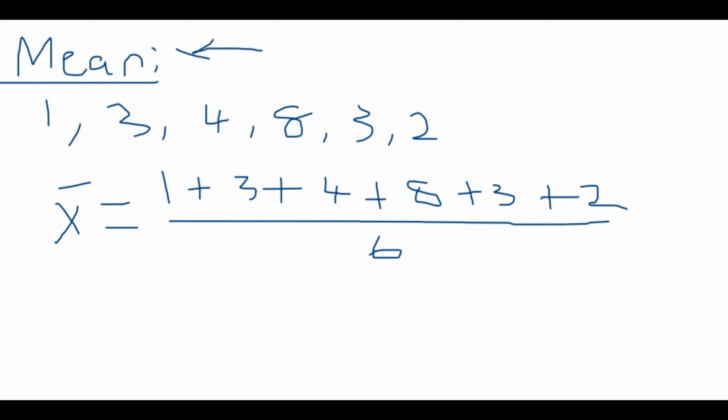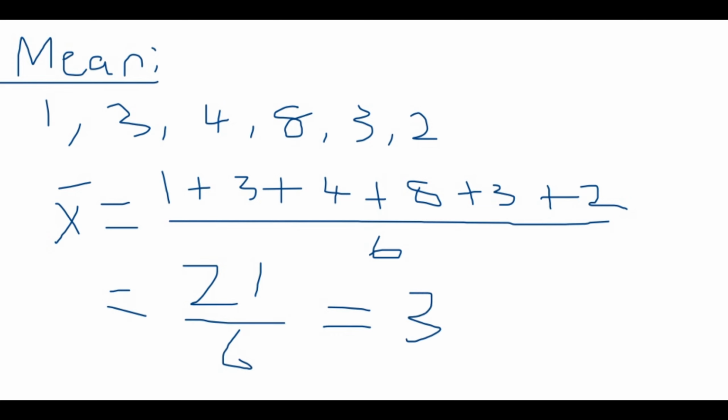So the mean is equal to 21 divided by 6, and this is equal to 3.5, or if you want it in fractional form, you can have it as 3 whole number 1/2. That is 3.5.